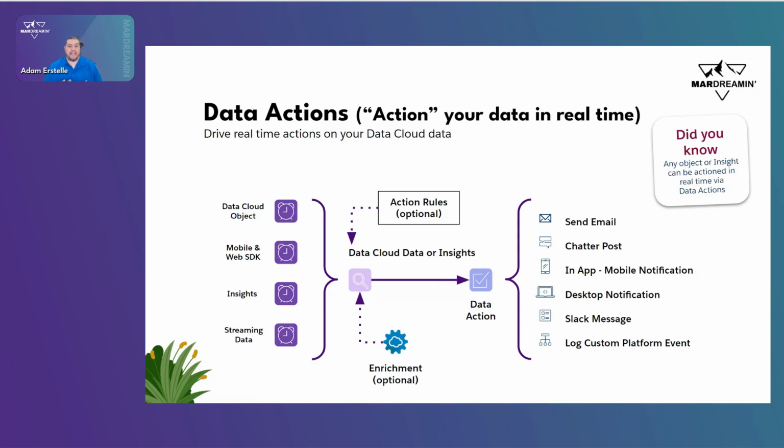Now, data actions are a specific feature in Data Cloud that lets you action your data in real time. So information that's flowing into Data Cloud in a real-time way, that can be Data Cloud objects. It could be coming from the mobile and web SDKs. It might be actual streaming data, maybe from the website. That streaming data and live record changes are the things that you can use to drive data actions.